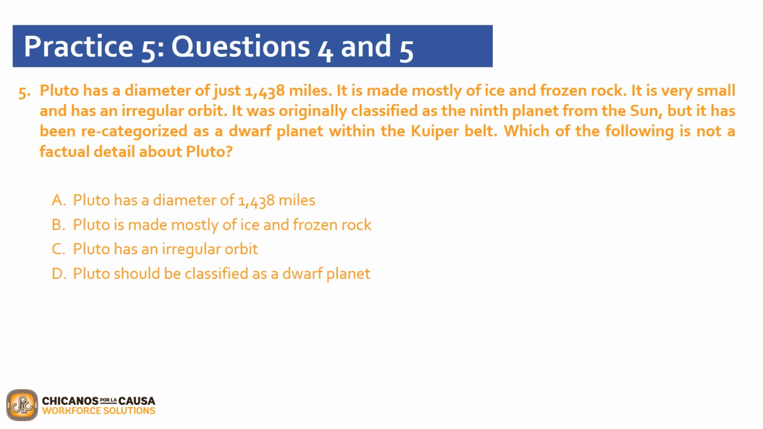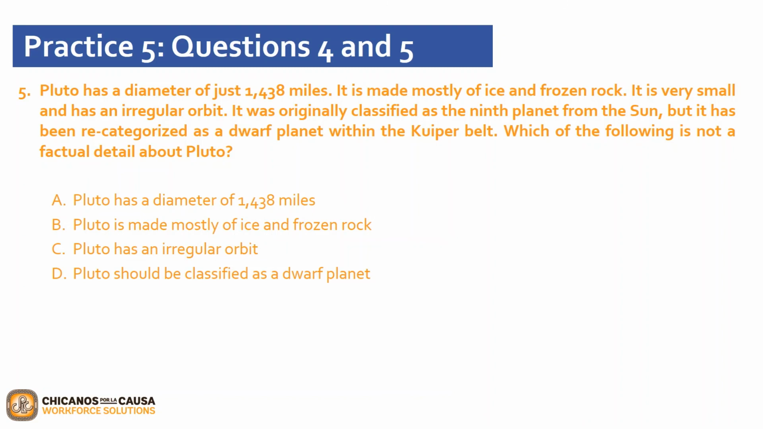Let's move on to question 5. Pluto has a diameter of just 1,438 miles. It is made mostly of ice and frozen rock. It is very small and has an irregular orbit. It was originally classified as the 9th planet from the Sun, but it has been recategorized as a dwarf planet within the Kuiper belt. Which of the following is not a factual detail about Pluto?